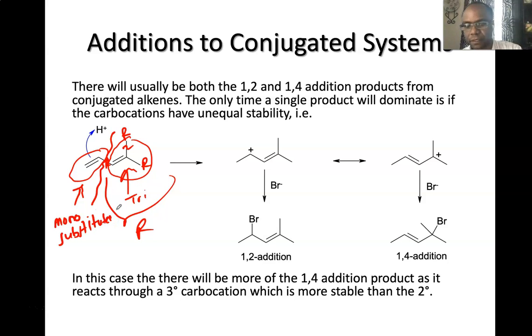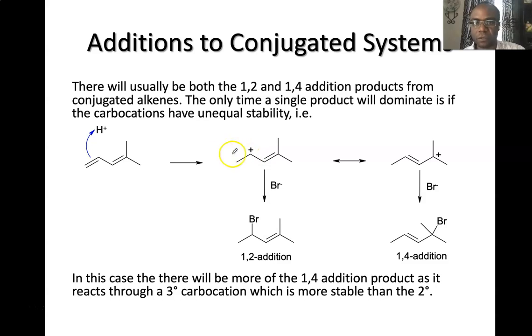So I'm gonna erase this. You can pause the video and write if you want. So assume that we react the double bond that is less substituted. This is monosubstituted to the left. Assume that we react this with HBr.